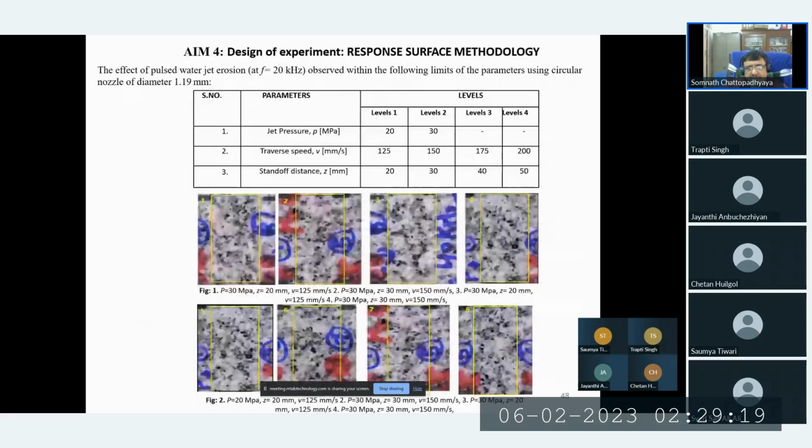Brittle materials like sandstones and rock. You can see the different design of experiments with the different levels, 20 and 30, then traverse speed 150, 175, 200, and the standoff distances also change: 20, 30, 40, 50. And apart from that, the frequencies are there, so it will be a bigger and bigger number. Any change in frequency options makes the entire system costly and cumbersome. We can only change after a lot of effort, on the two frequencies.